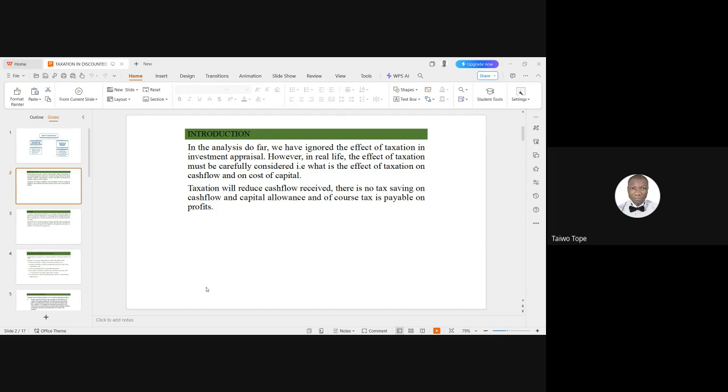So the purpose of a discounted cash flow analysis is to estimate the money an investor will receive from an investment, accounting for the time value of money. So the time value of money: a Naira today is worth more than a Naira tomorrow, because it could be invested in the meantime, which is very key.